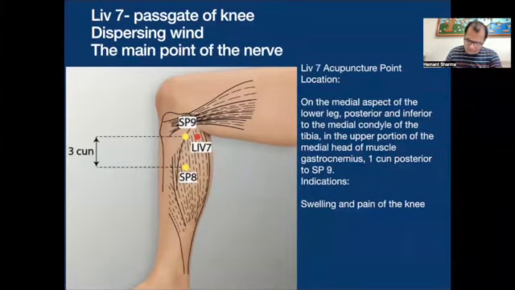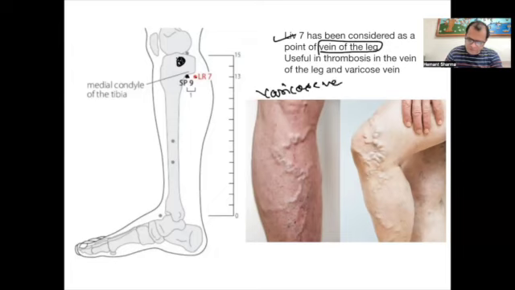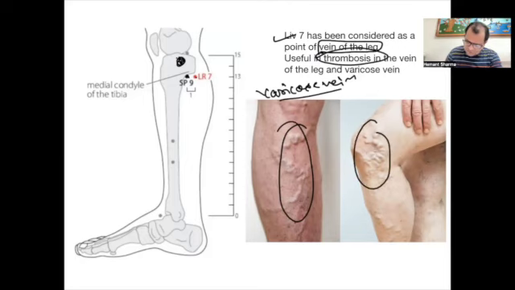So what we are telling, we can explain in this way. From the medial condyle of the tibia, we go down. That is spleen 9, and at the back is liver 7. Now liver 7 is a very good point for the veins of the leg. हमारे पैरों में veins का बड़ा अच्छा point है, जैसे कि varicose vein. And not only varicose vein, even thrombosis of the vein; there are multiple veins that make thrombosis. Sometimes we have seen these types of veins. So liver 7 is a very good point for that purpose.